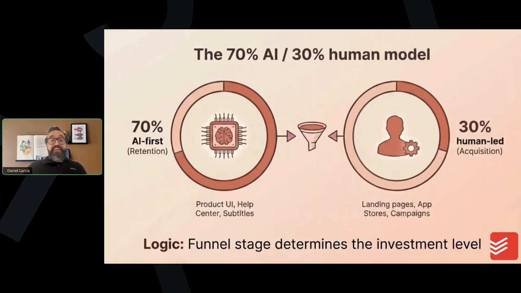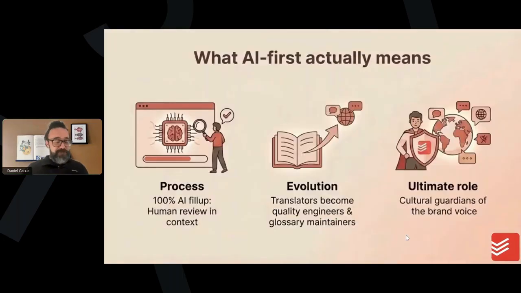And it looks like the logic is content type, but it is not. The logic for us is funnel stage. Most of the acquisition and activation content is human-led plus human LQA, and most of the retention content is AI-first plus human LQA. Same languages, same product, but a different investment logic. Next slide, please.